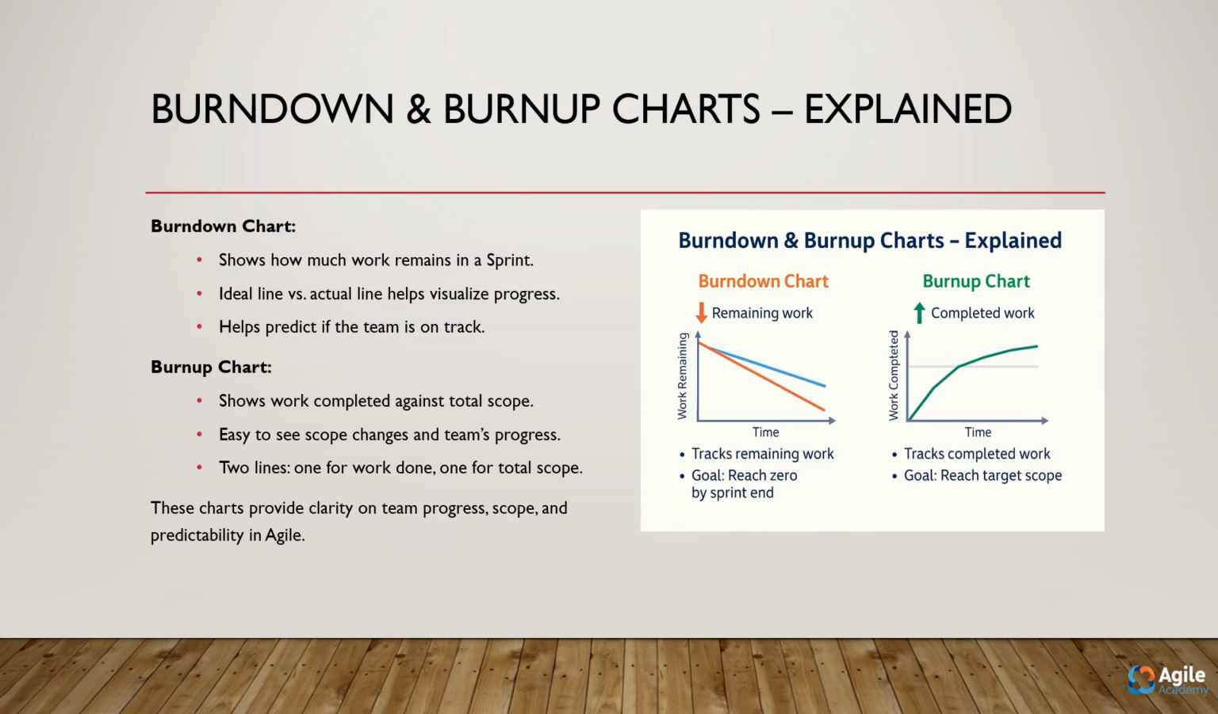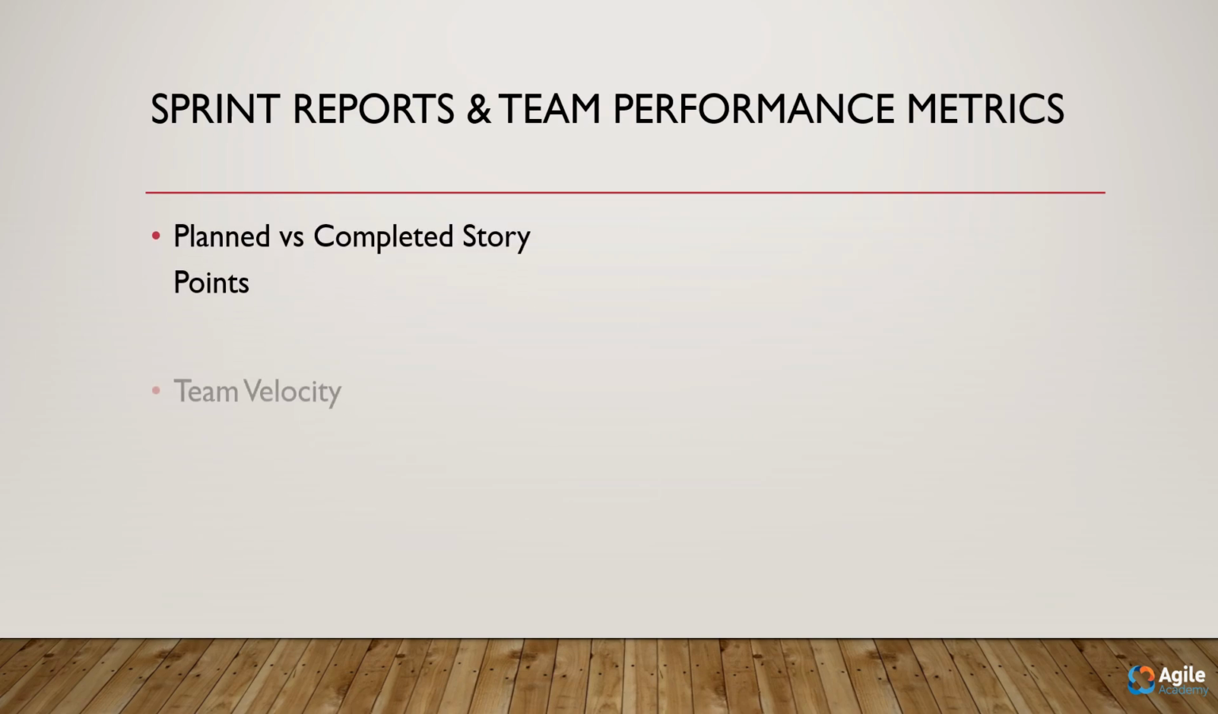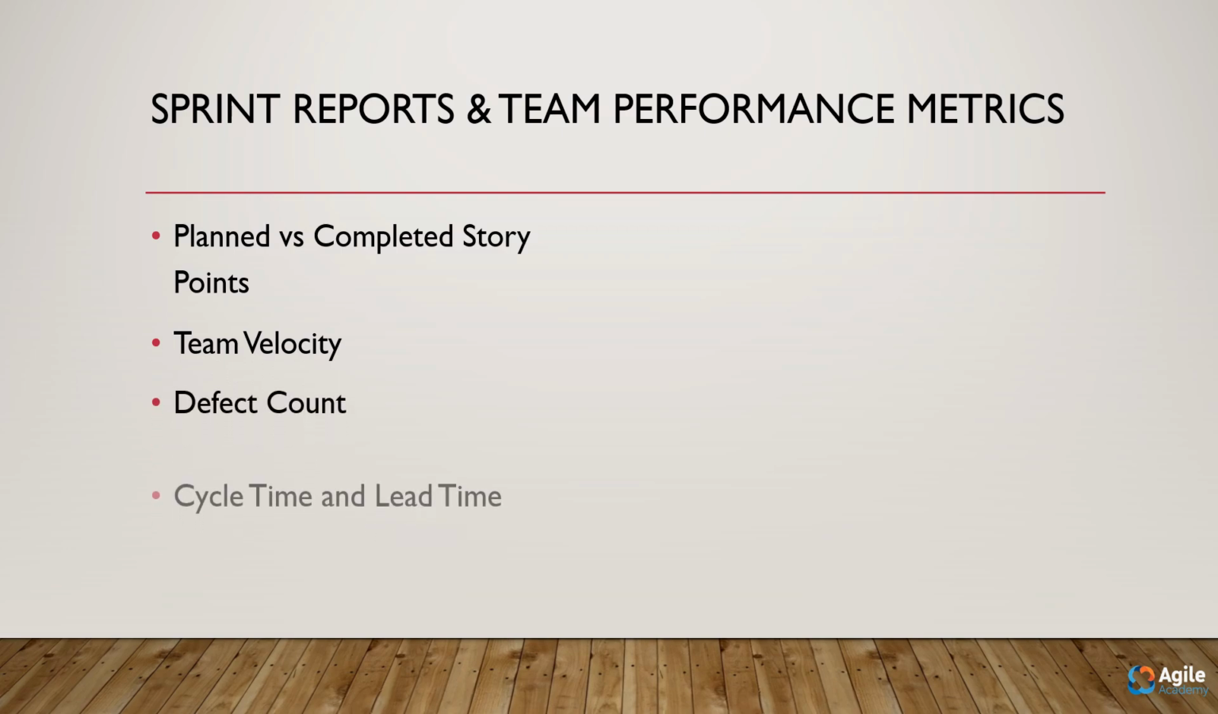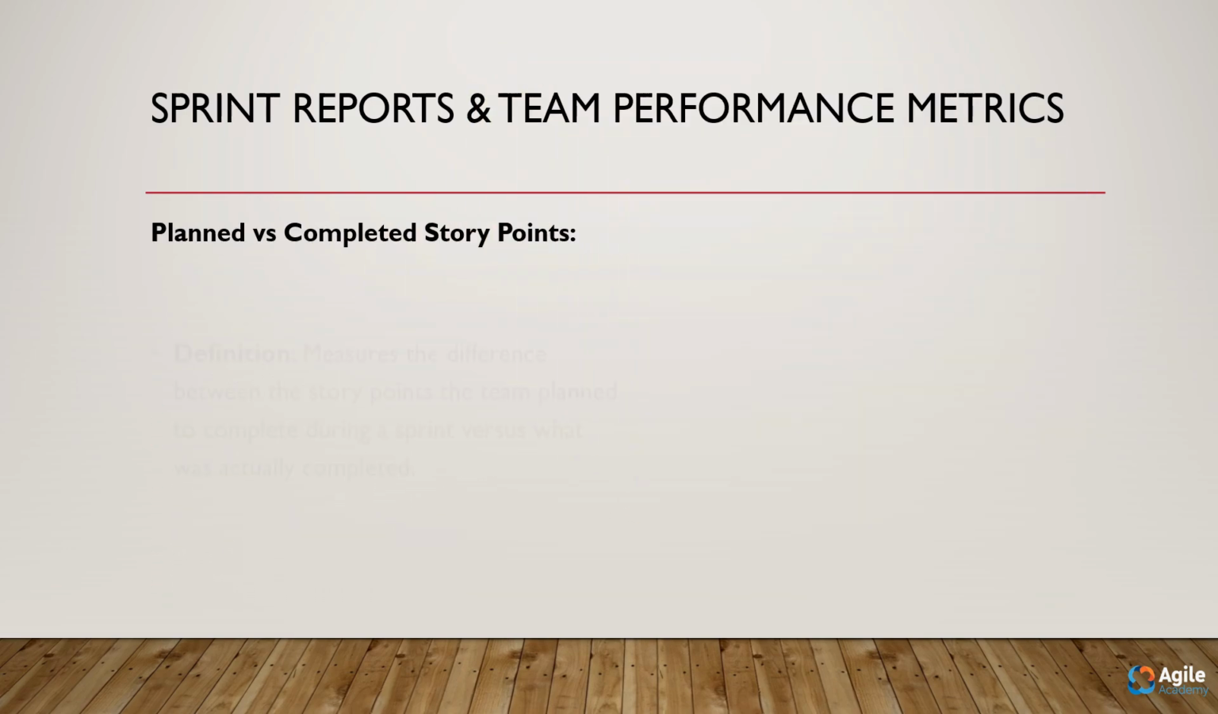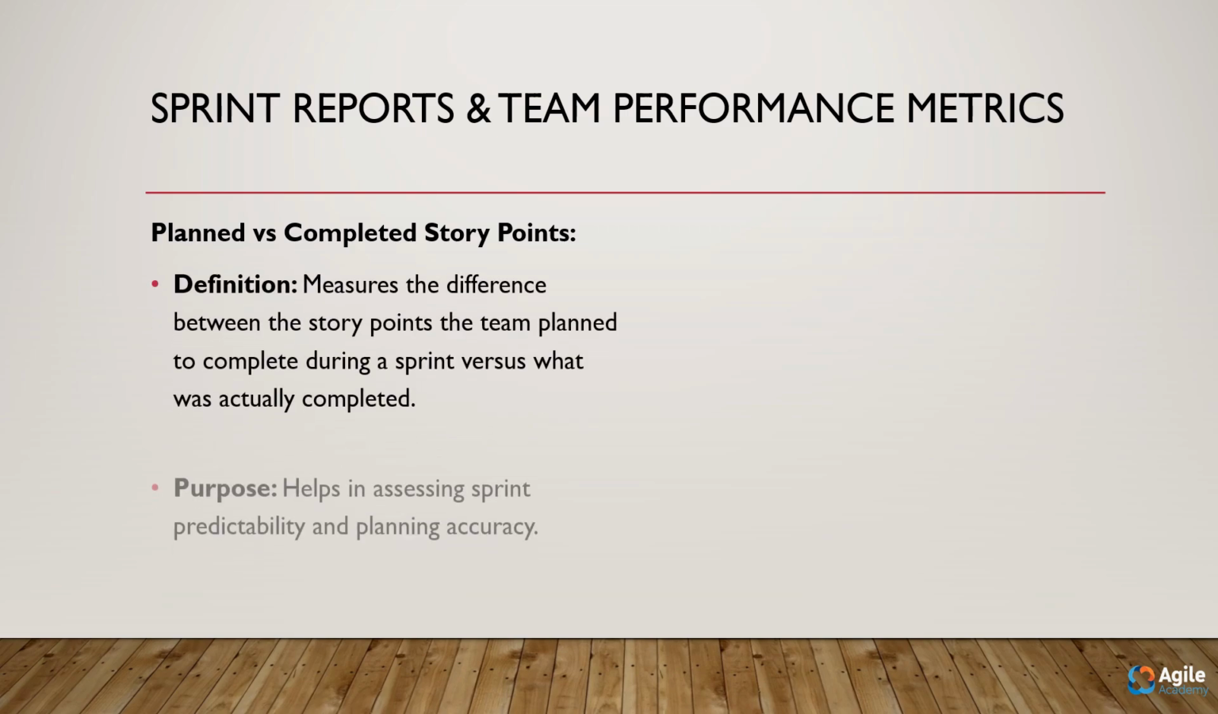Agile isn't just about speed, it's about delivering value with quality. That's where sprint reports and performance metrics come in. Let's break them down. Planned versus completed story points helps you measure how well the team sticks to their plan.